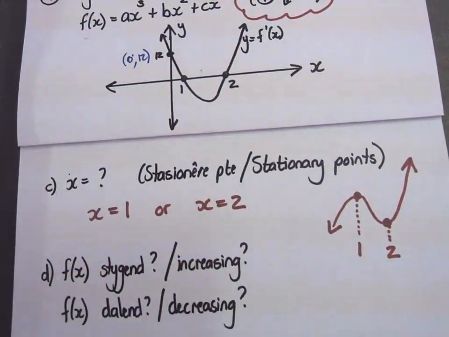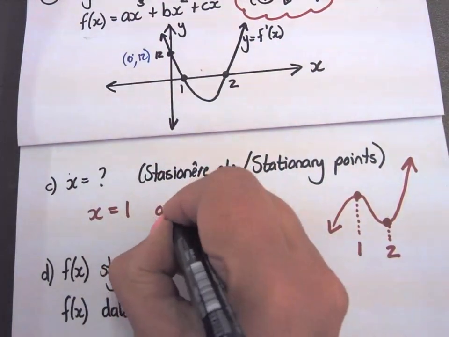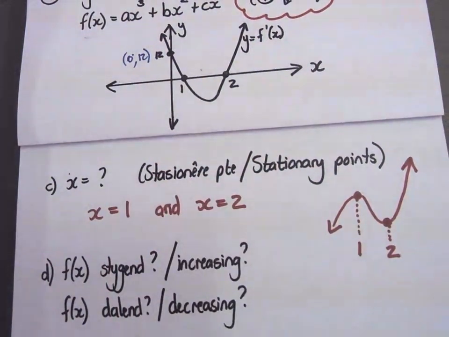Shouldn't you say and, not or? Yeah, you can say and. It's not or. Yeah, it's actually an and. It's 1 and 2. Yeah, it should be an and.